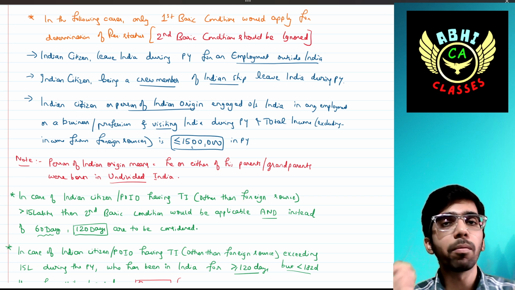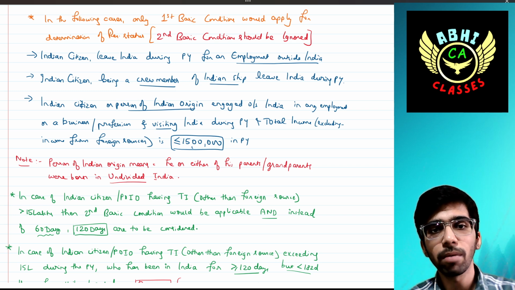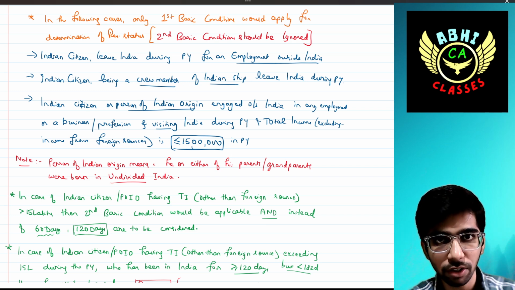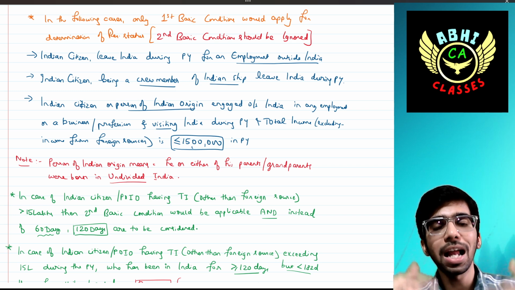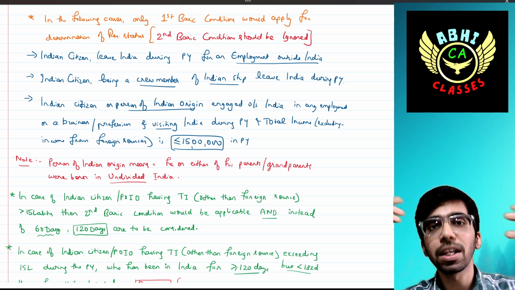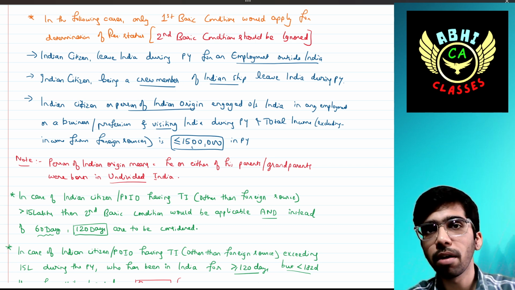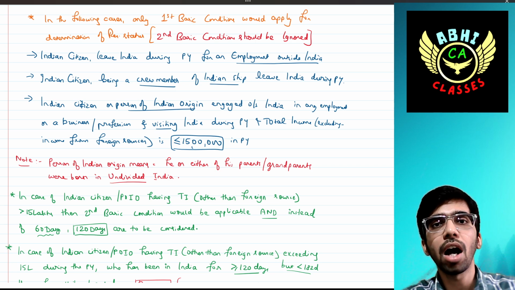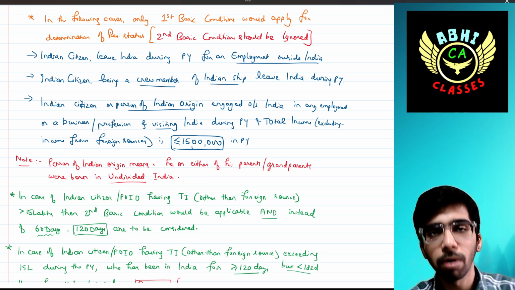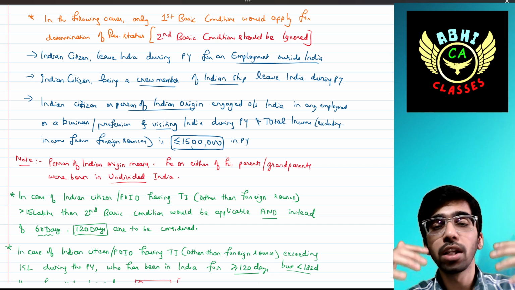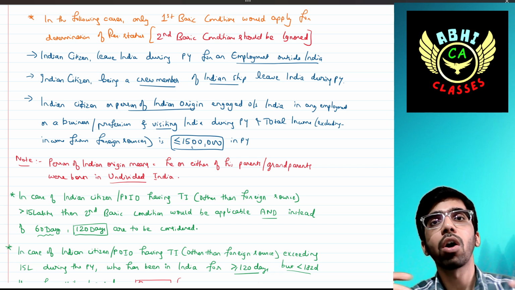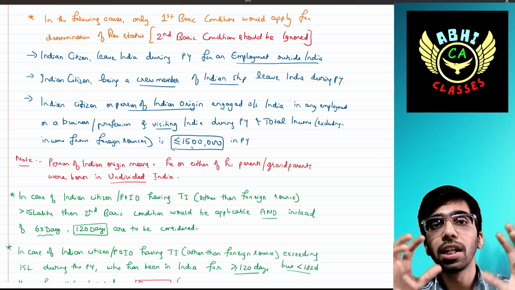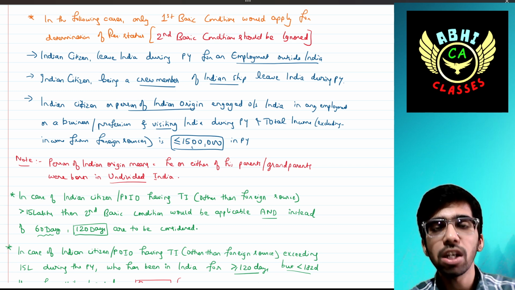Note: what do you mean by person of Indian origin? That means he, or either of his parents or grandparents, was born in undivided India. For example, Pakistan or Bangladesh, they were part of India before the independence, right? If their parents or grandparents were born in undivided India, then they are also treated as persons of Indian origin.